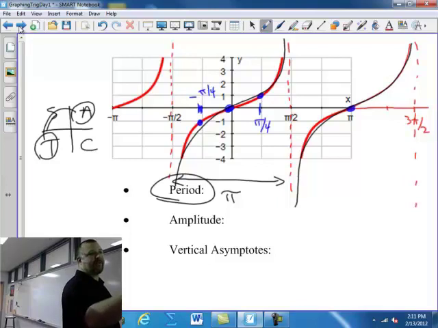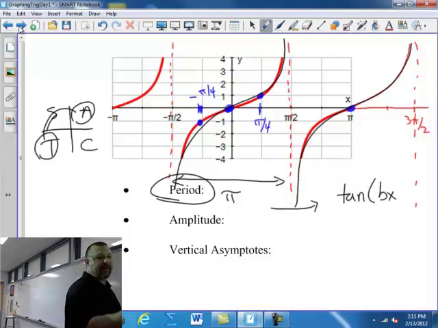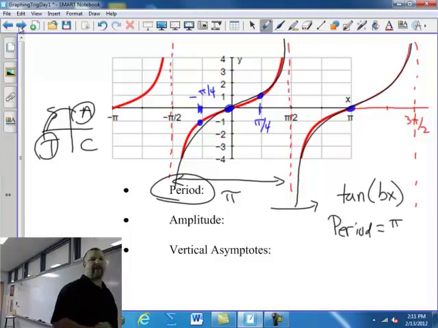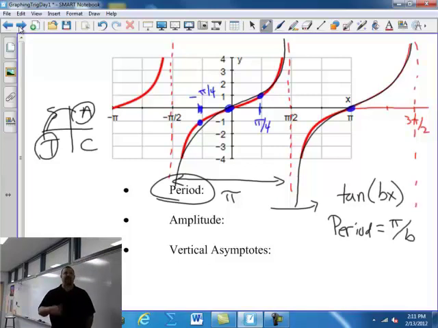b. So in a tangent function, if we wrote tangent of bx, the period is going to be pi divided by b. Sine and cosine took 2 pi to get all the way around. Tangent only takes pi before it starts to repeat itself. So same idea, different formula.